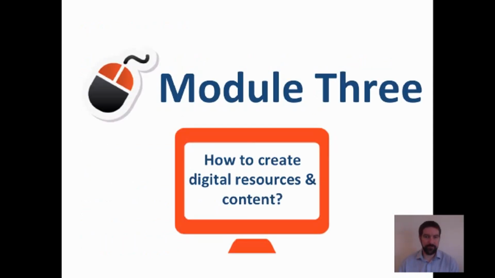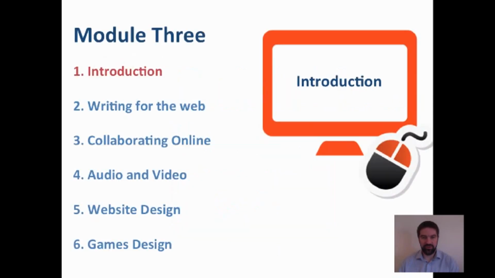This is module 3, how to create digital resources and content. Just like the other modules, it's split up into a number of separate parts. We've got an introduction, which we'll find out a little bit more about in a minute. In the second part, we'll look at writing for the web. The third part, collaborating online. The fourth part, we'll have a look at some audio and video work. The fifth part, we'll look at website design. And the 6th part, we'll revisit some of the content from the games-based learning course and look at games design.